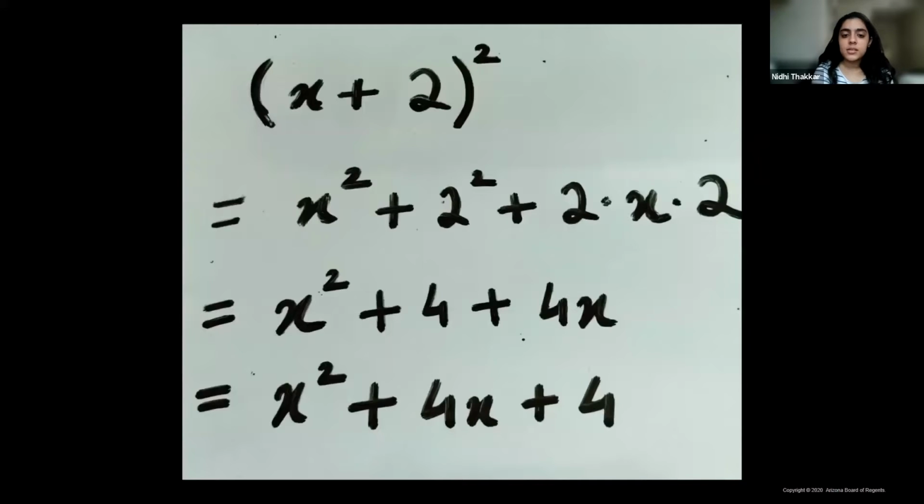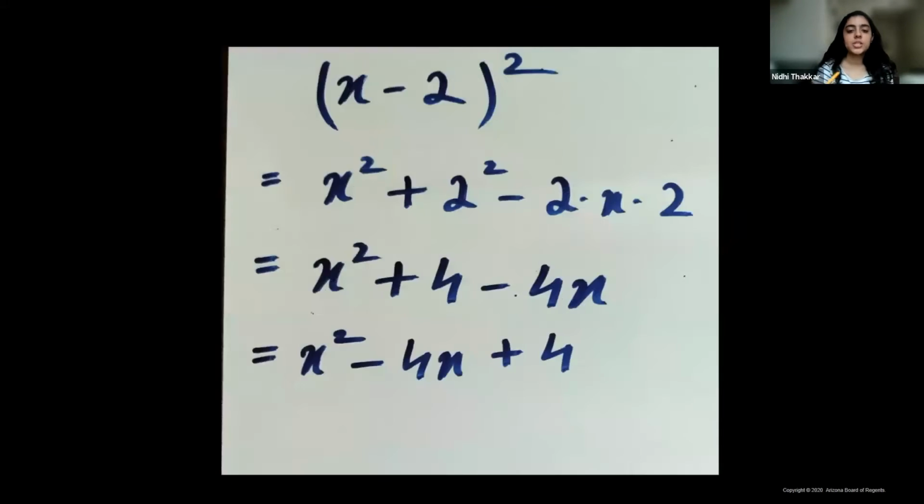When we solve this, we'll get x squared plus 4 plus 4x. The last line is just how it is written in regular maths. It goes from high power to low power, so I wrote it in that form: x squared plus 4x plus 4. But you can leave it as x squared plus 4 plus 4x. That's also fine.